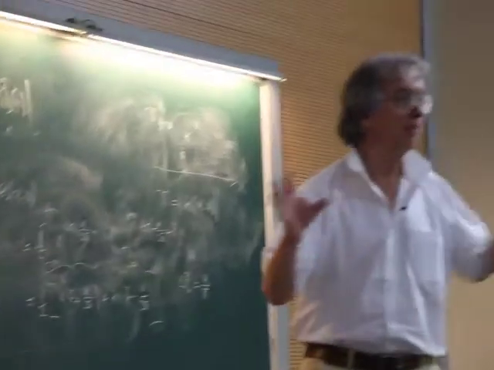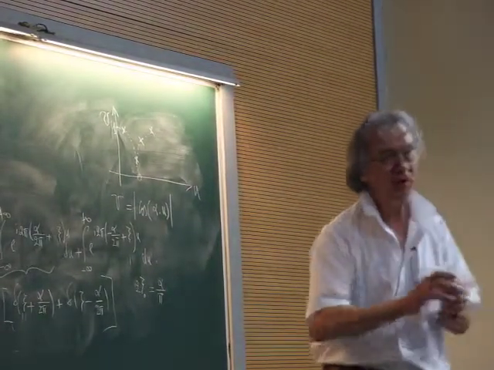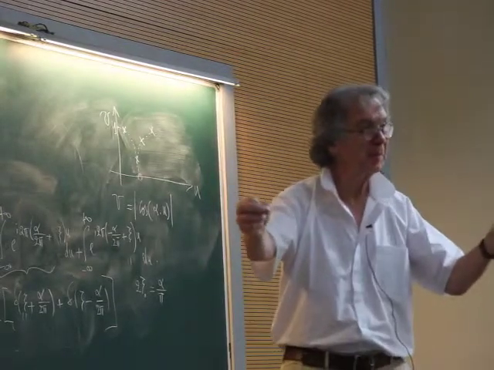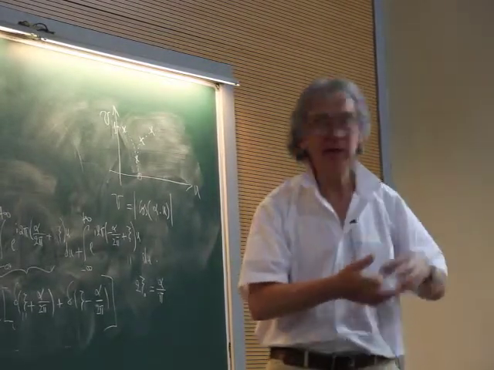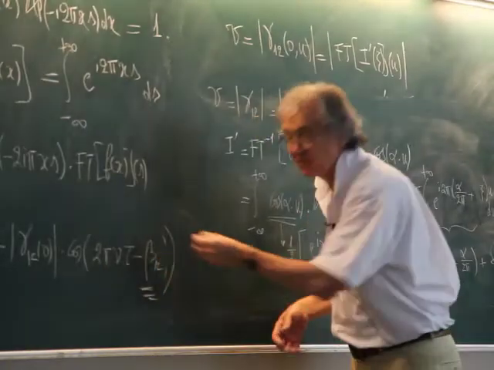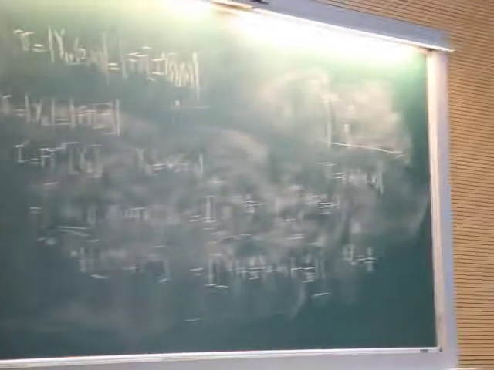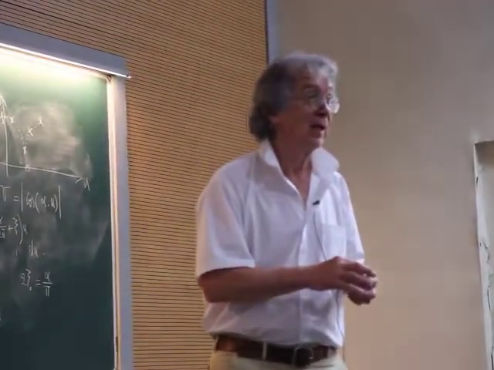But if you have three telescopes, you consider telescope 1, 2, 2, 3, and 1, 3. And by combining that information, you may make some use of this phase information, and this will help you in the reconstruction of the images.